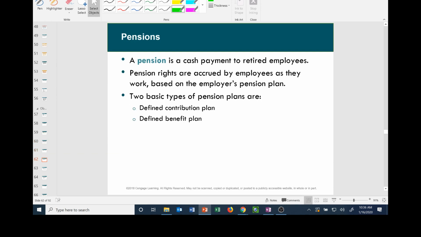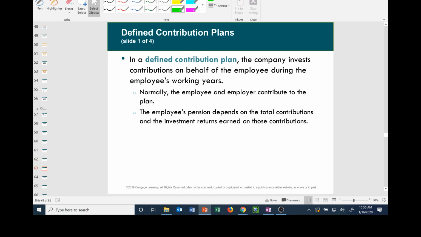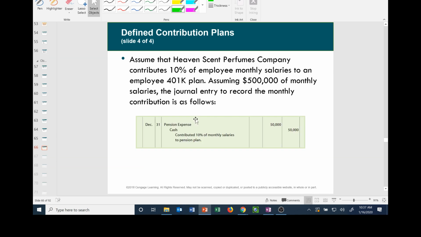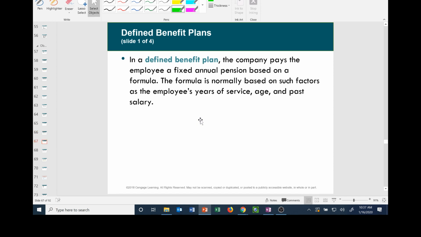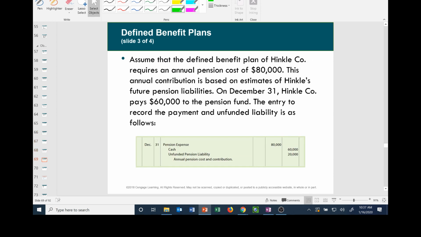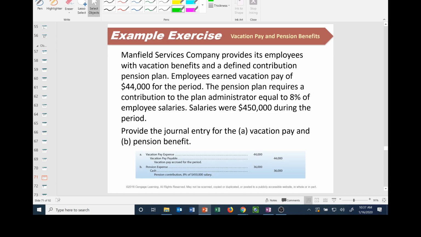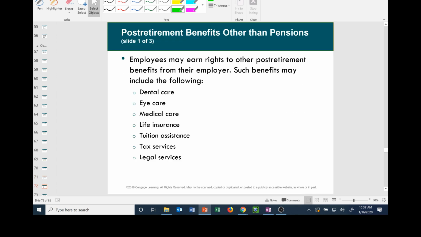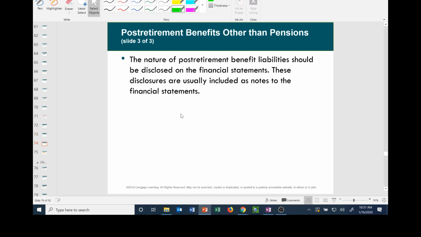That's handled two different ways. Now, retirement: I wanted pension expense debit and credit cash if the employer donates to that. And they do, 10% of the monthly salaries. Vacation and pension would be two journal entries in payroll.